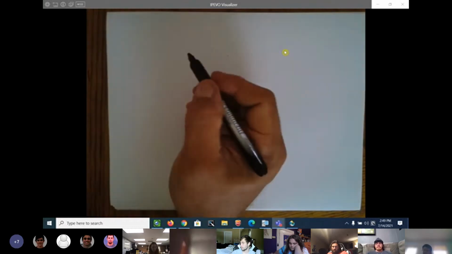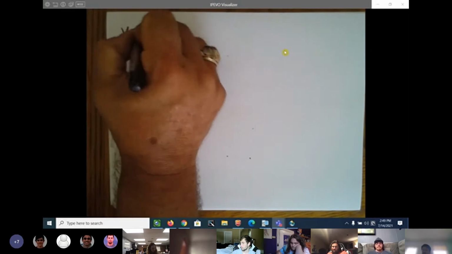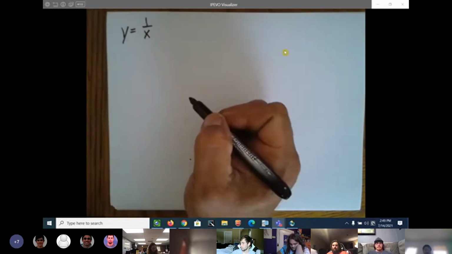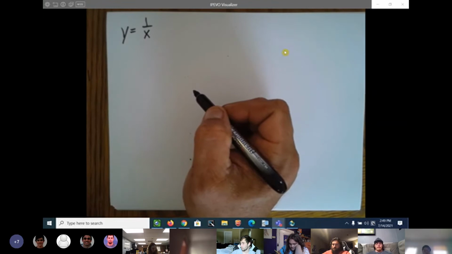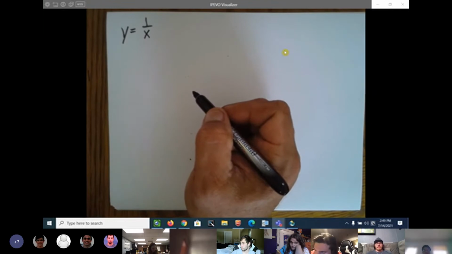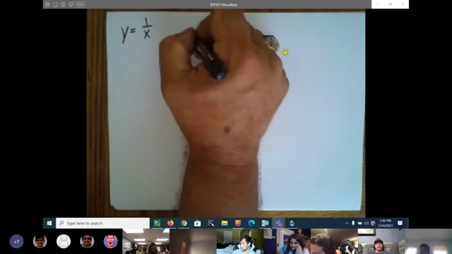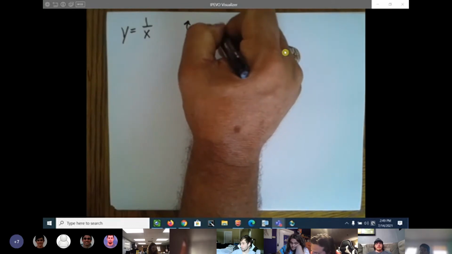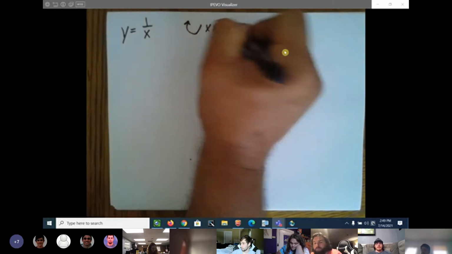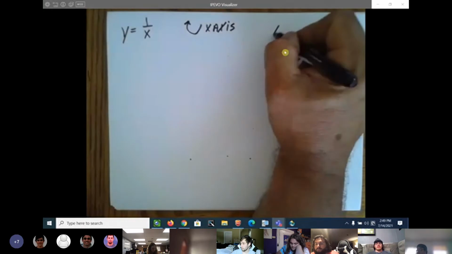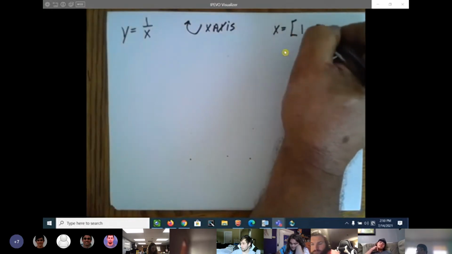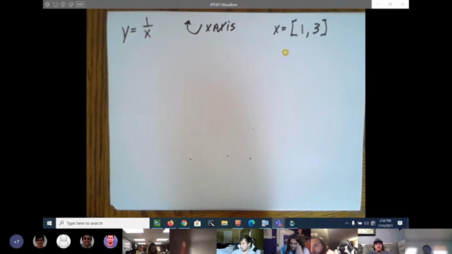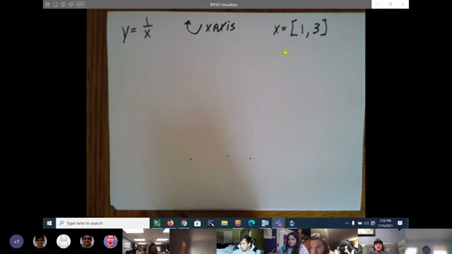All right. Y'all try this one. Y is equal to 1 over x. We're revolving around the x-axis. And x is going from 1 to 3. Now this one is going around the x-axis, but I want to see if you can switch gears. I want you to see if you can go from the x to the y. Draw a picture.